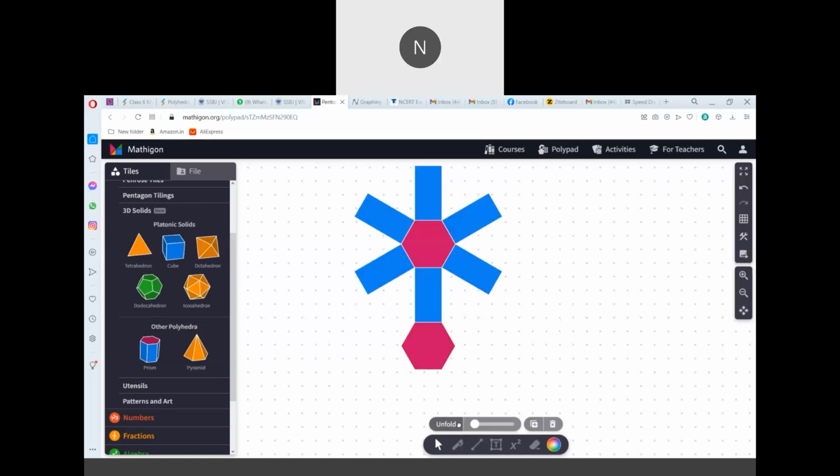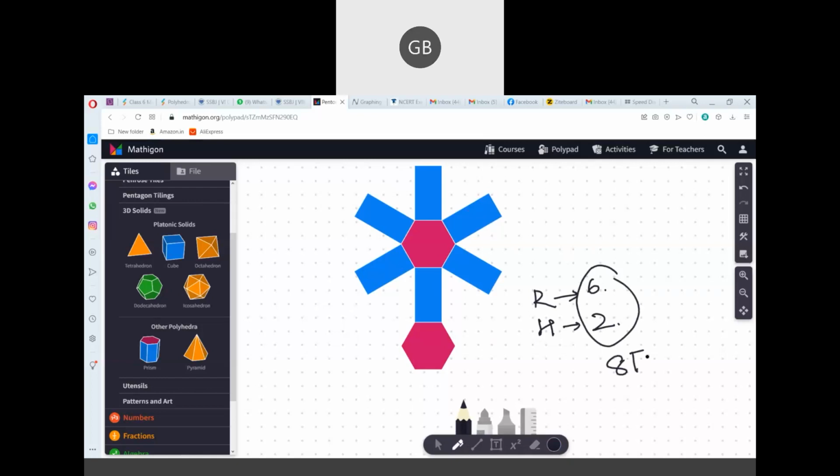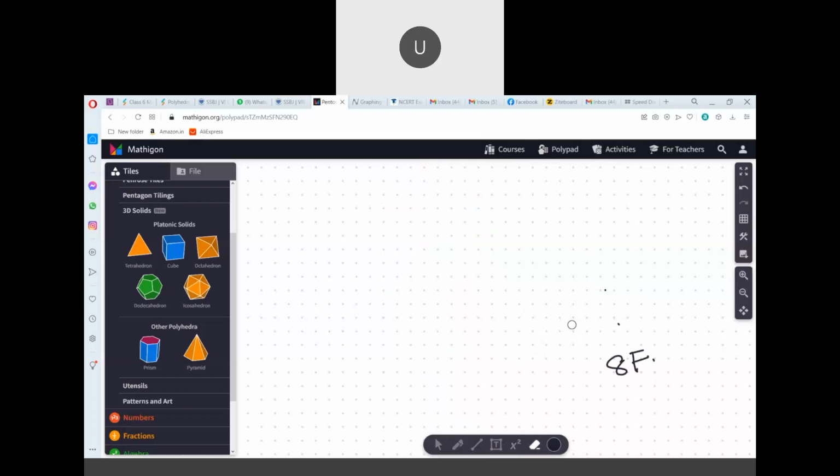Suppose if I unfold this, you get a combination of hexagons as well as rectangles. How many hexagons and how many rectangles are there? There are two hexagons and six rectangles. So totally 8 faces will be there. Is it clear to you? Yes, sir.